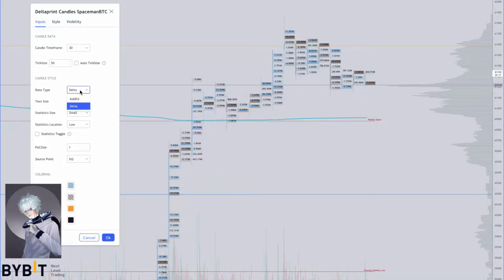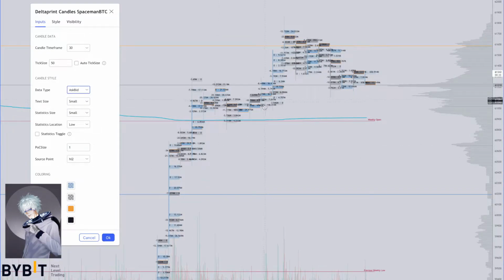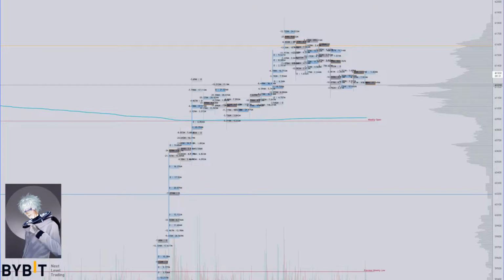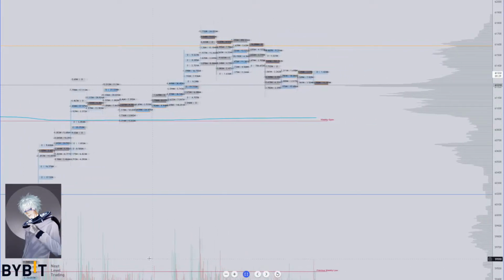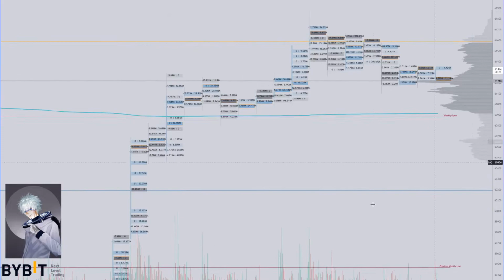And now let's talk about ask and bid versus delta. If we were to go to ask and bid, it's going to split these columns into two different things. Now we have an ask side and a bid side. We'll go ahead and spread these out a little bit more so it makes it a little bit easier to read.